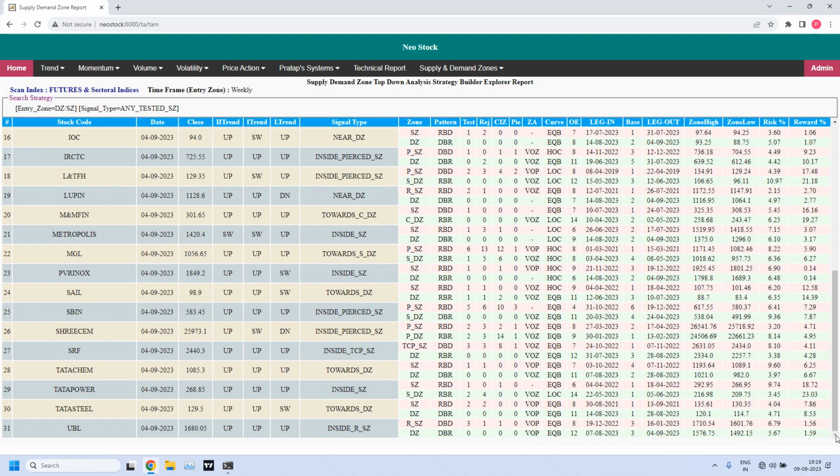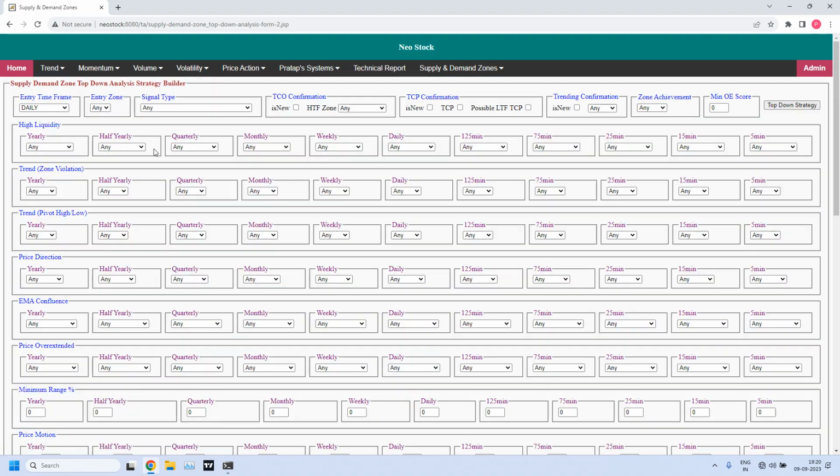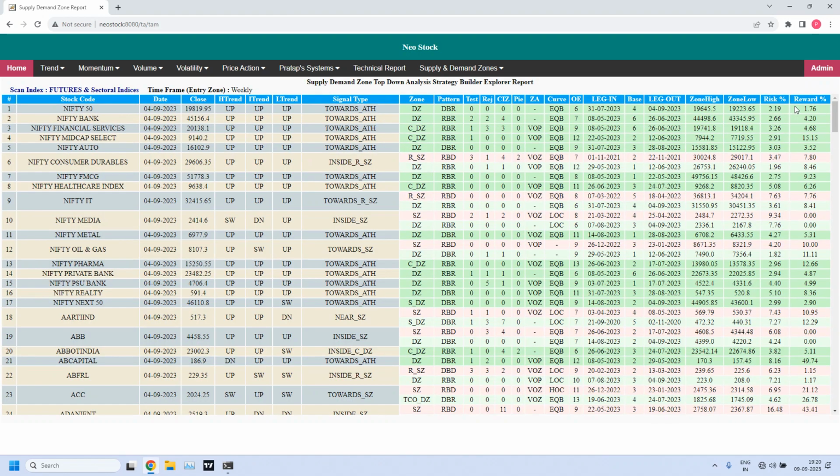Now let me show you all the weekly supply and demand zones for the 201 stocks listed in futures index and sectorial indices. Selecting the time frame weekly. I'm not defining any strategy. I'm not filtering any stocks, showing the entire list by clicking this button. So these are the weekly supply and demand zones for the equity stocks listed in futures index and all the sectorial indices.